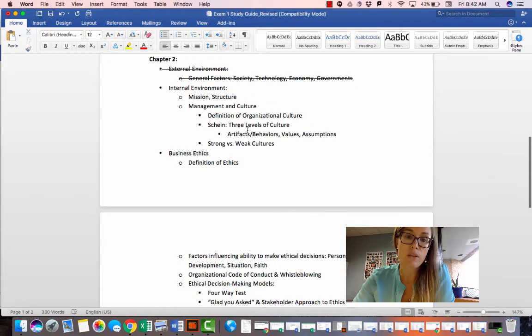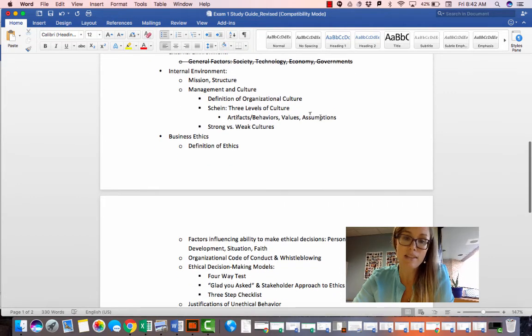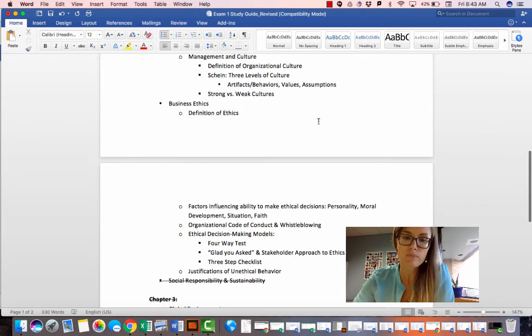And then with the 3 levels of culture, I did also review this briefly on that other video, so you could look back at that, but you're going to be asked to identify those 3 layers and be able to give an example. So make sure you know how to connect the dots between something you observe in the culture, the value it's associated with, and then the why behind it. Why do they value that? Why is that important to them? And if you see that connection, then hopefully you're looking at a strong culture.